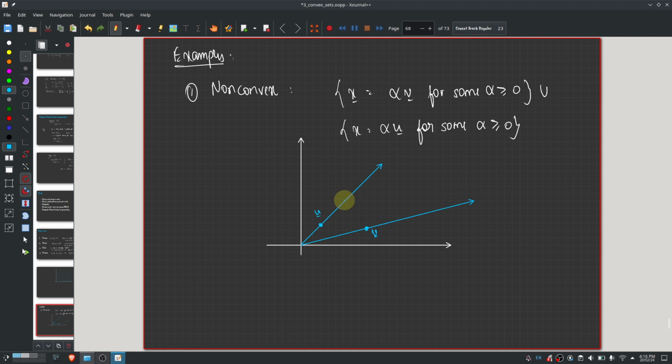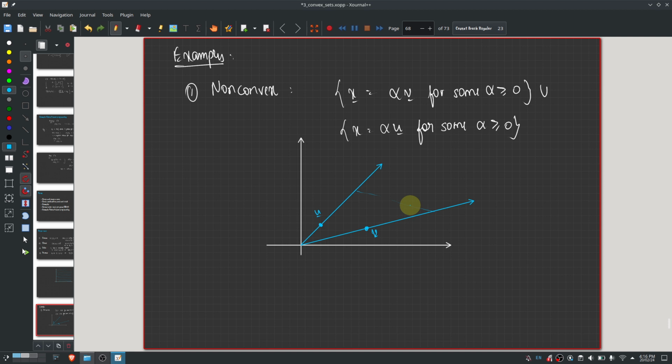gives me the union of these two rays, and this is a cone, right? But this is non-convex because if I take any point on this ray and any other point on this ray, the straight line joining these two does not belong to the cone, right? So this is an example of a non-convex cone.